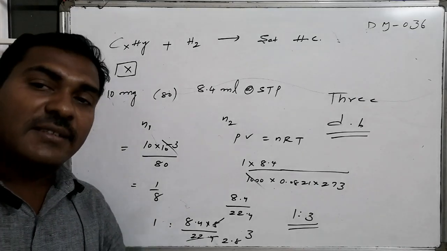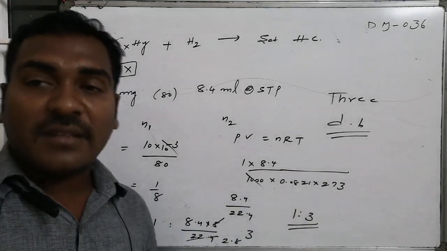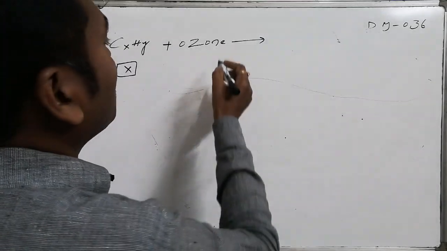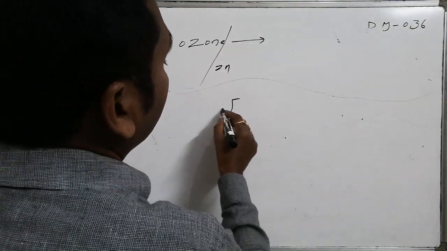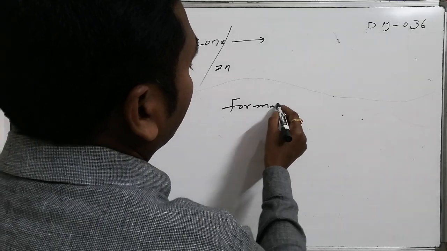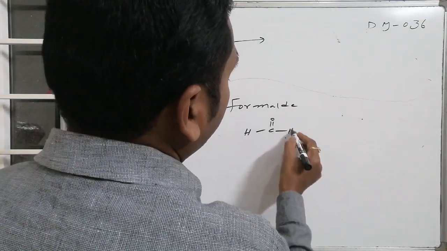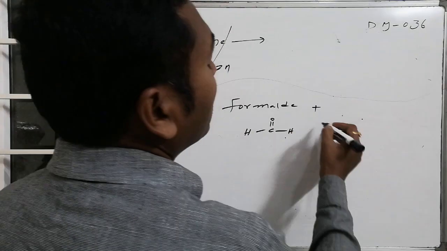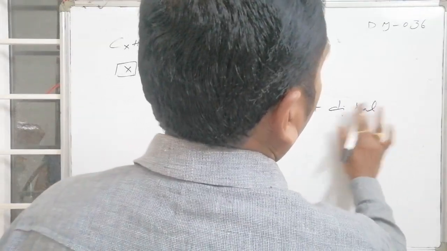With the confirmed idea of having 3 double bonds, this compound on ozonolysis followed by zinc, that is reductive ozonolysis, produces formaldehyde. Everybody knows formaldehyde is this particular structure. It is possible if a terminal double bond is present in the structure, followed by dialdehyde formation.